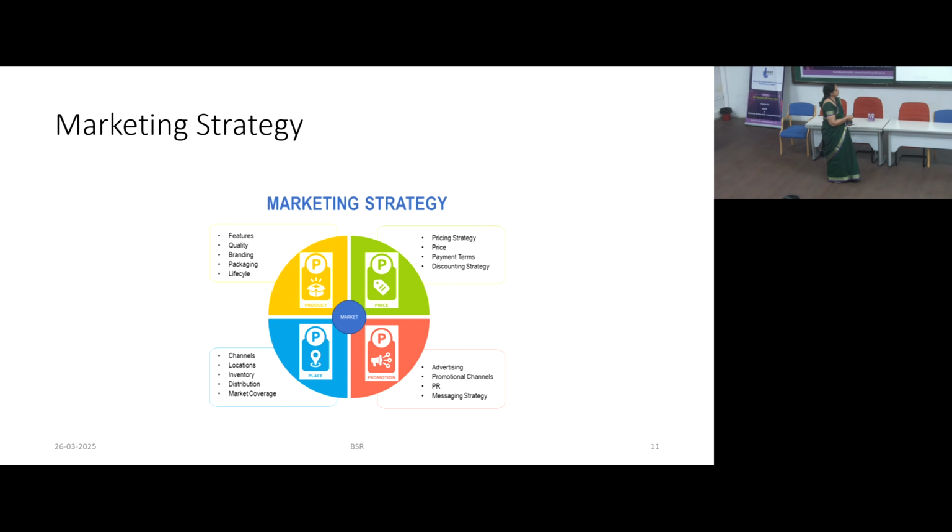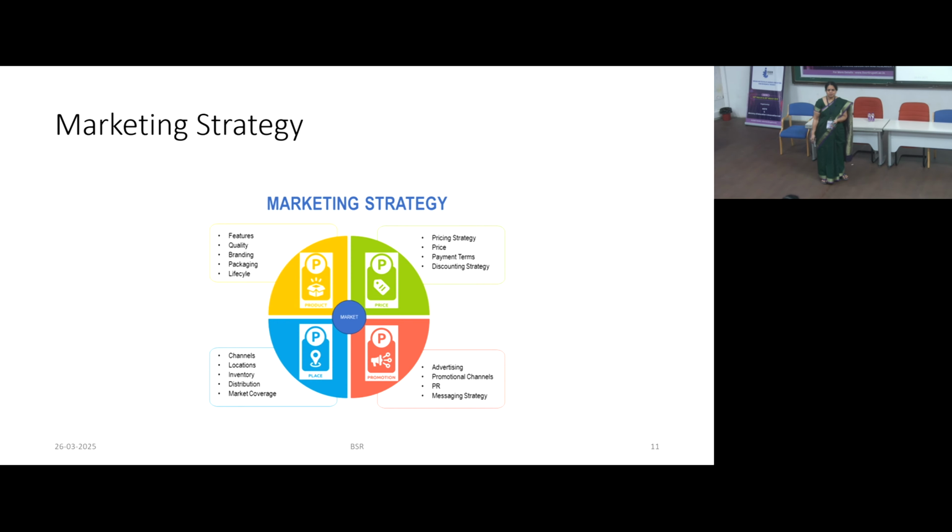We talk about the promotion part: advertising, channels, public relations, and then messaging strategy. PR is something where I want you to focus on CSR, corporate social responsibility. Almost all companies with a net profit of 2 crores per year are supposed to spend 2% of their net profit on CSR activities. Otherwise, SEBI will audit them, and they may say your shares will not be recognized in the market. So these things are very critical for them, and PR is also very important.